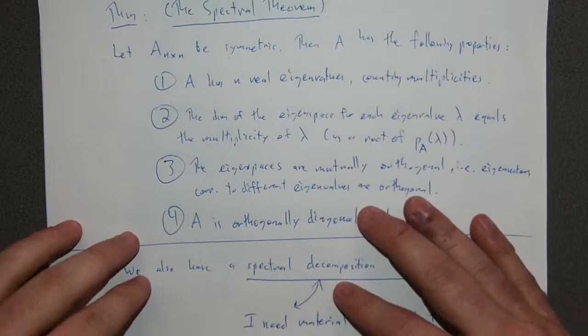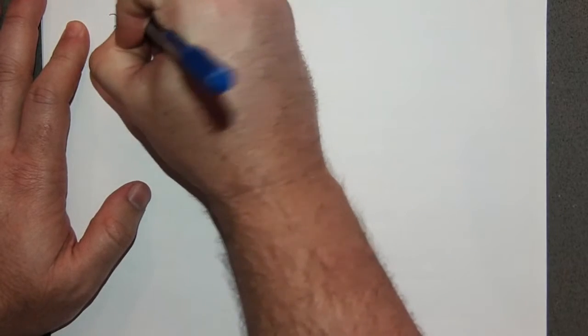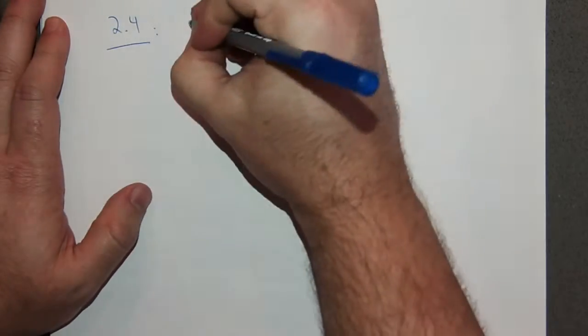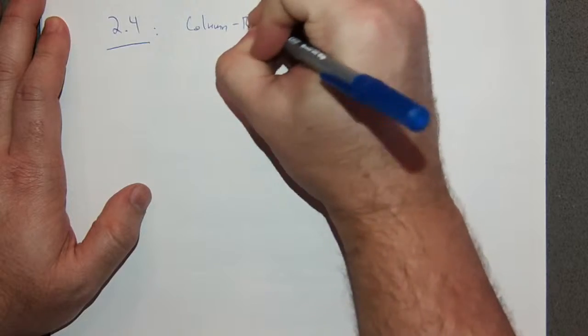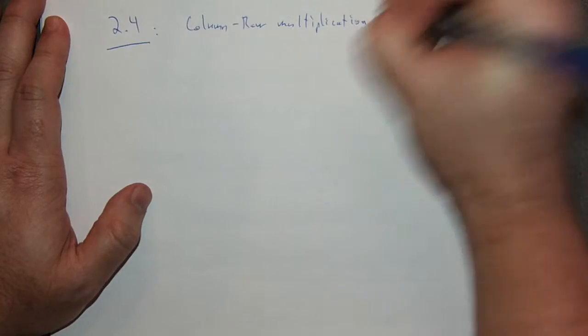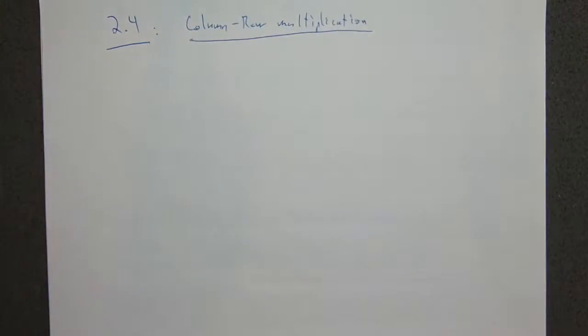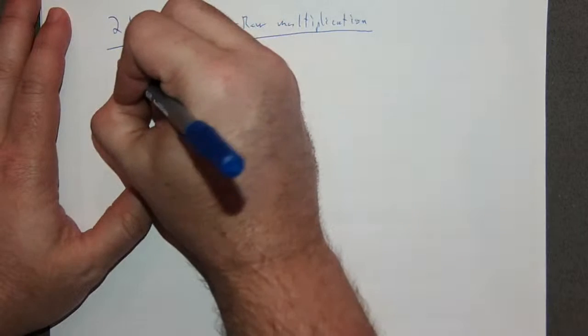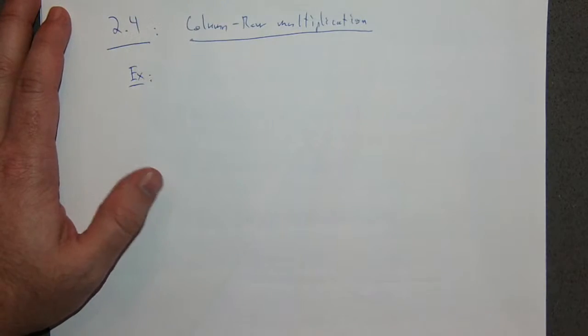All I need is called the column-row expansion. This is way back from 2.4, and it's called column-row multiplication. This is going to lead to something called the column-row expansion for a matrix product. Now, what is an example of this? Rather than define this totally generally, I'm going to do a single example that illustrates what I mean by this. So what is column-row multiplication?